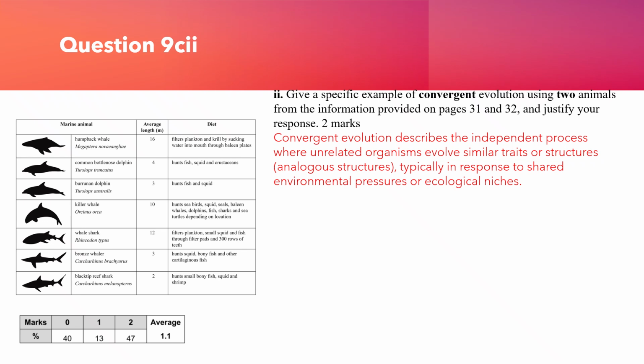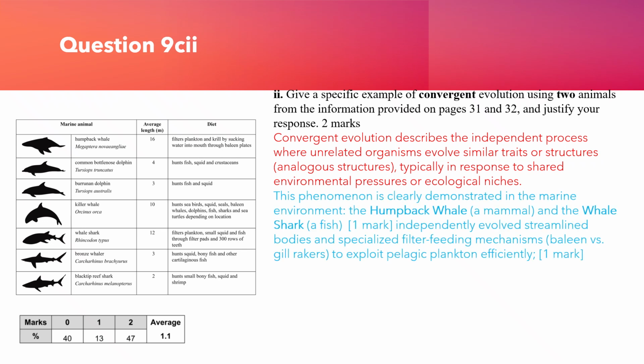Convergent evolution describes the independent process where unrelated organisms evolve similar traits or structures, analogous structures, typically in response to shared environmental pressures or ecological niches. This phenomenon is clearly demonstrated in the marine environment. The humpback whale, a mammal, and the whale shark, a fish, independently evolved streamlined bodies and specialized filter-feeding mechanisms, baleen versus gill rakers, to exploit pelagic plankton efficiently.